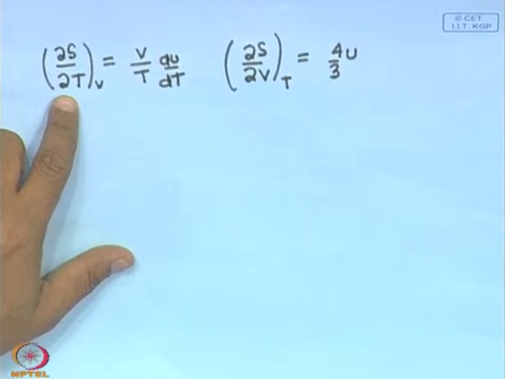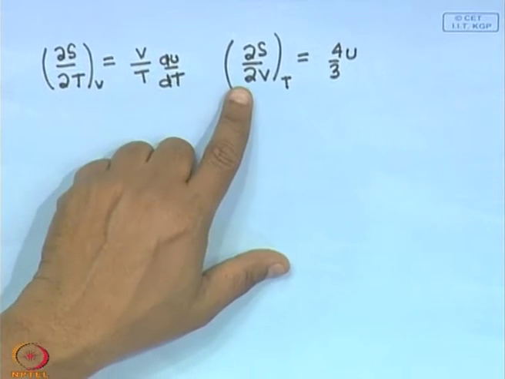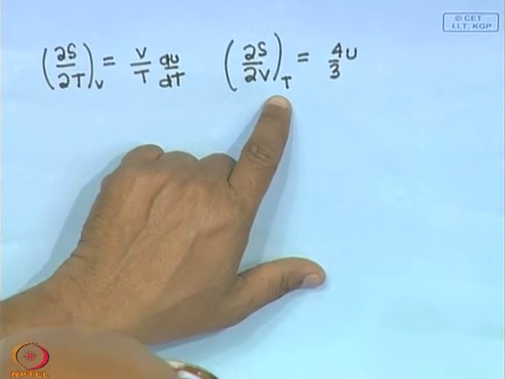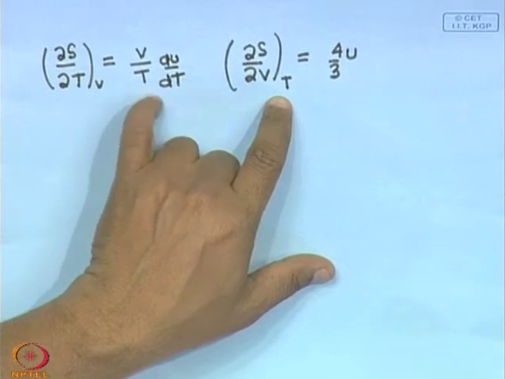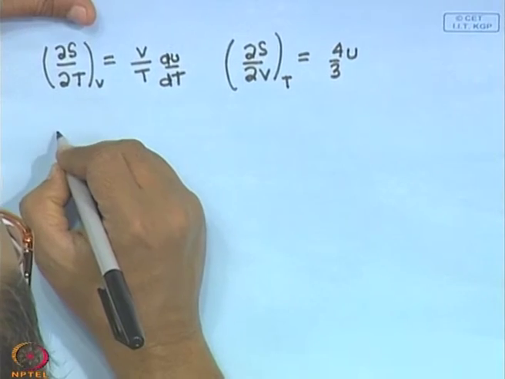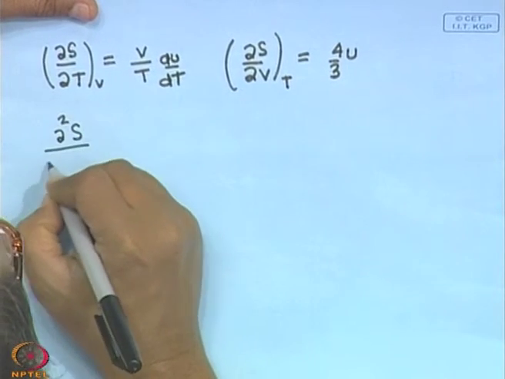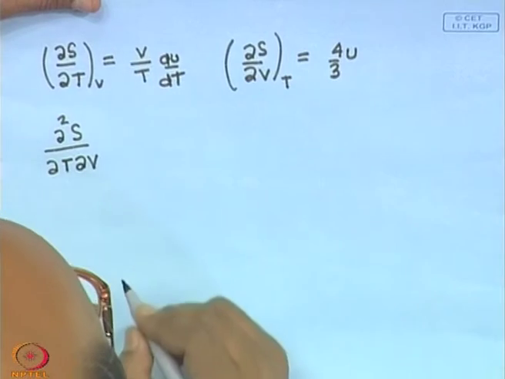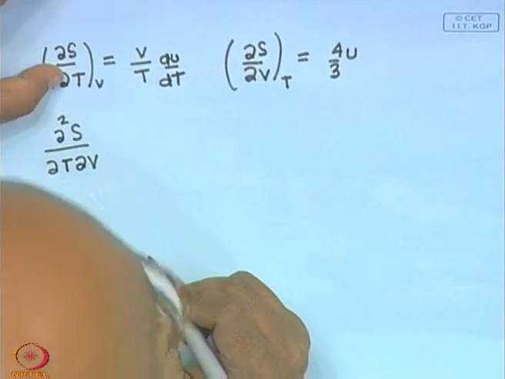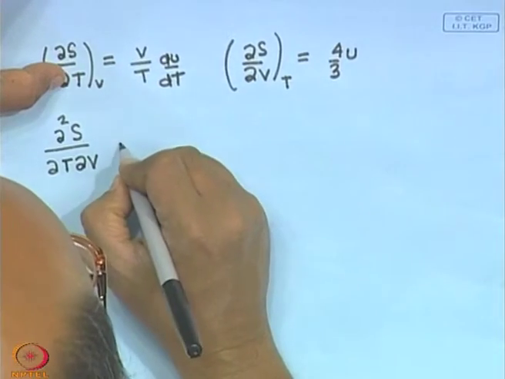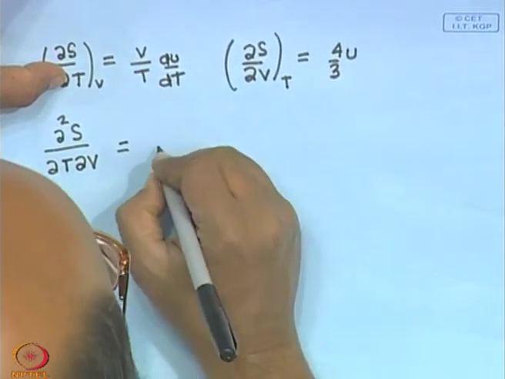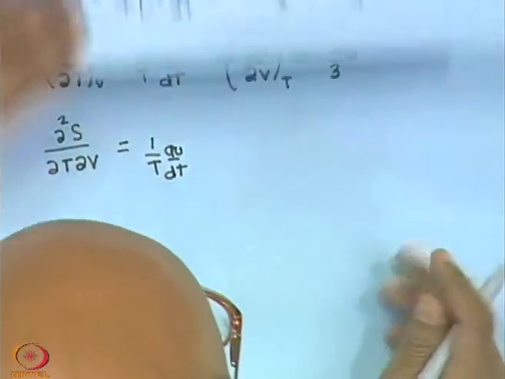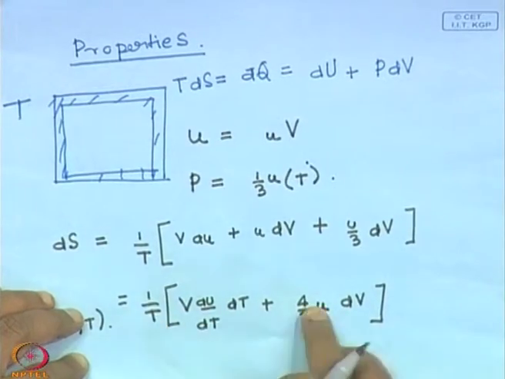Now, if I differentiate this with respect to V at a fixed temperature, and if I differentiate this with respect to T at a fixed volume, then the resultant should be equal, right, because the resultant should be del square S del T del V. So we are going to differentiate this with respect to V, and what I get is that this is equal to 1 by T du dt. Oh sorry, there this should be 4/3 u by t.